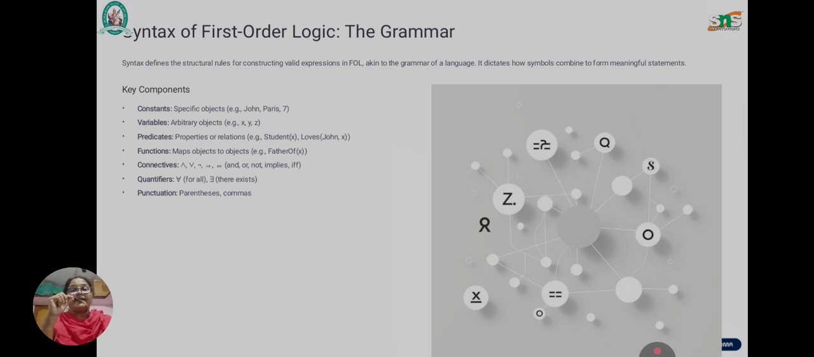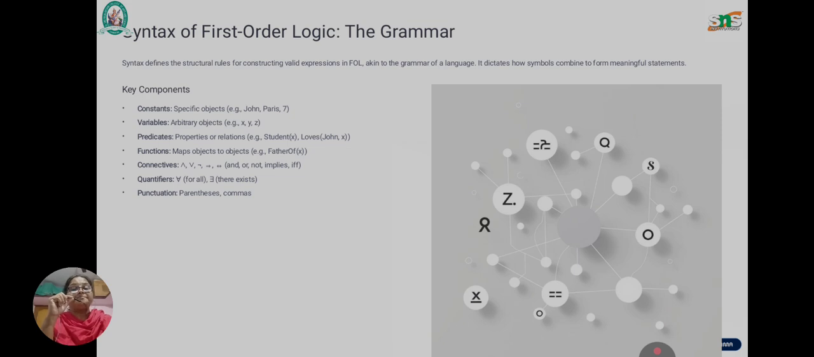That is the quantifiers, constants, variables, predicates, functions, connectives, and punctuations, etc. Each and everything has its own meaning, and the constants are used to specifically denote the objects. As I told you already, we can denote an object by a name, like in the slide we have given an example called John or Paris, etc. The variable, as I told you already, is like an alphabet like X, Y, Z, or A, B, C, whatever it may be.